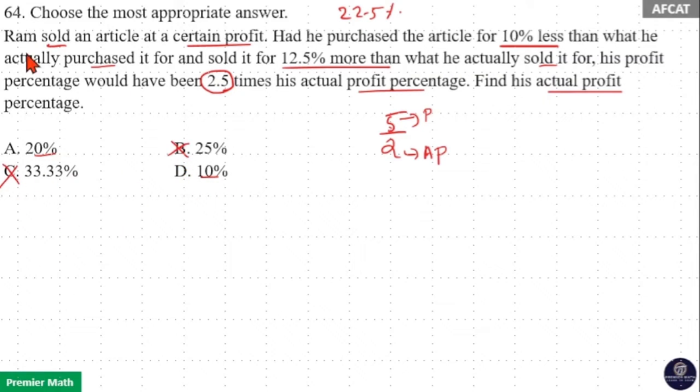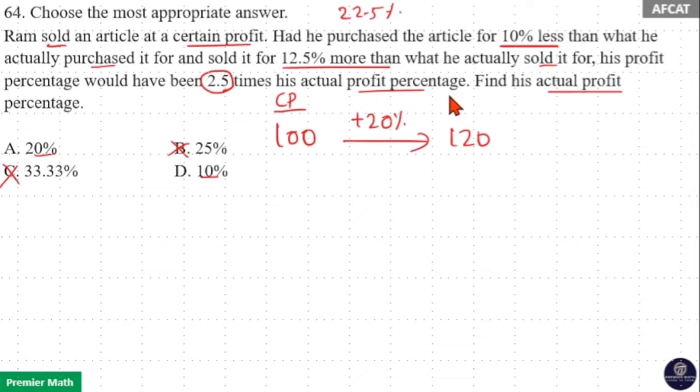Now if you directly go for option verification, if I consider the cost price as 100 rupees, then with profit 20%, 100 plus 20 is 120. That means the sell price is equal to 120. And the question says, if Ram purchased the article for 10% less than the actual cost, here the actual cost is 100 rupees. 10% less means he should purchase it for 90 rupees.